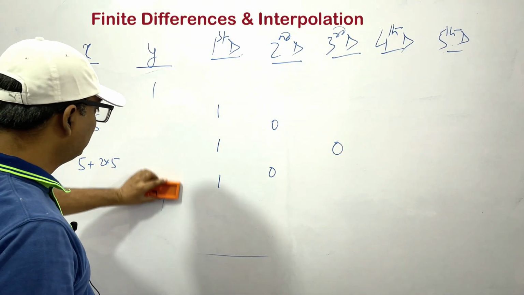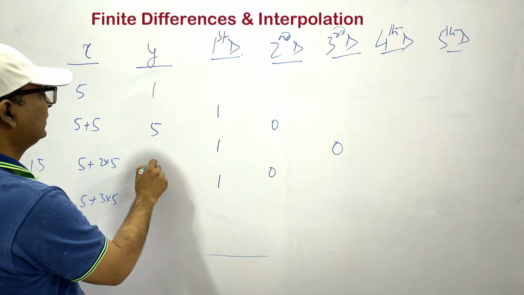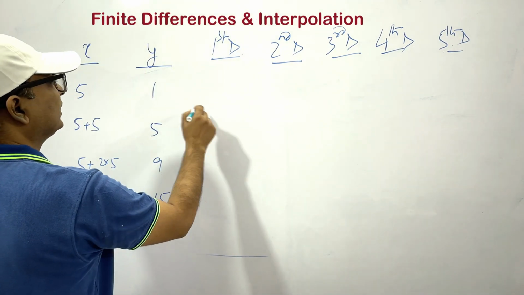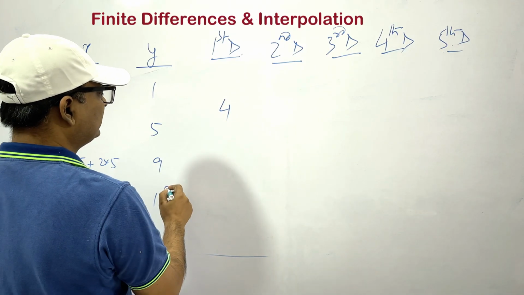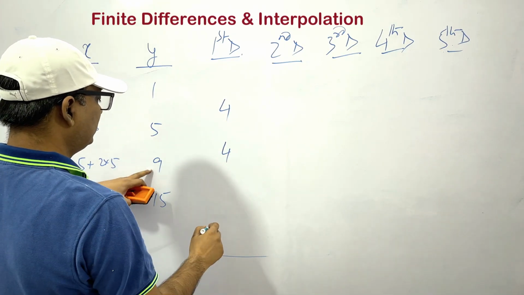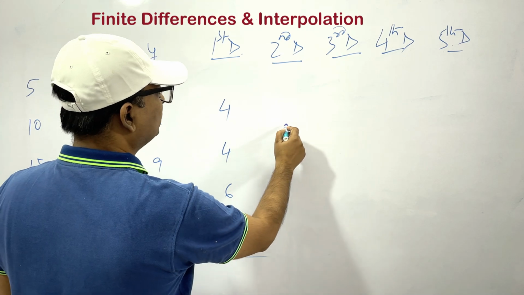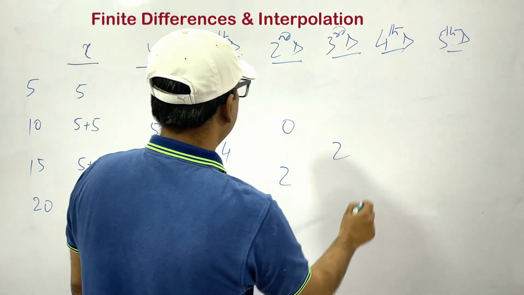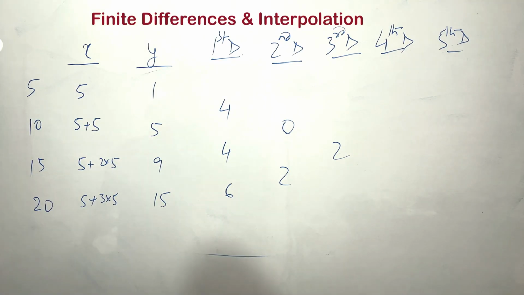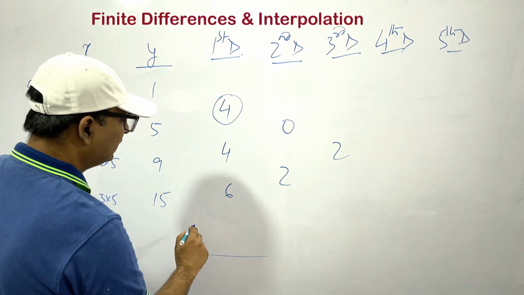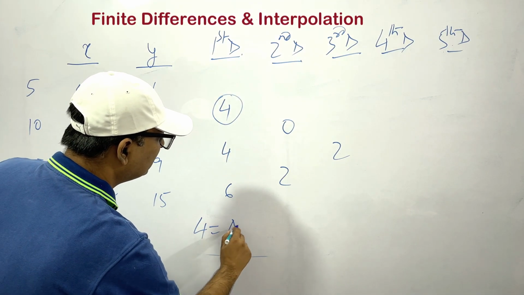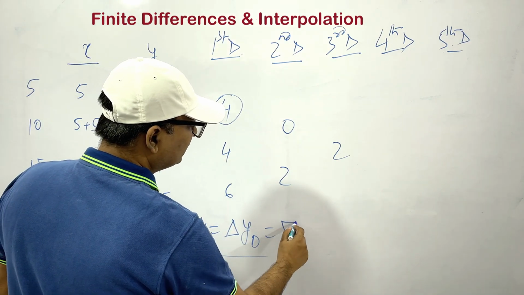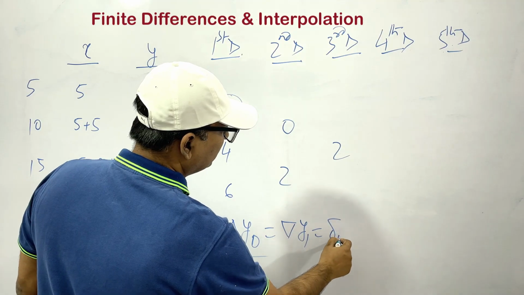Clear? Or if we give some other values, let's say 1, 5, 9, 15. What is it? This is 5 minus 1, that is 4. 9 minus 5, that is 4. 15 minus 9, that is 6. Now 4 minus 4, 0. 6 minus 4, 2. Then 2 minus 0, 2. So this is the difference table. This 4 is, you can say it as del y0, or you can say it as inverse del y1 or del half.